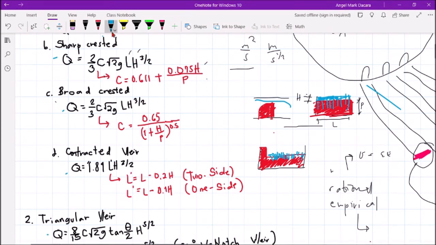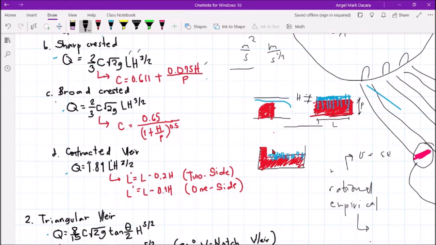pagka one-side rectangular weir, ang formula is ganun din. Kung use Francis formula, ang gagamitin, 1.84. If bigyan ka ng C, yung formula na 2/3 something ang gagamitin mo. Pero yung L na ginagamit natin sa contracted weir is modified. Sabi nga dito, that's L prime. Paano kino-compute yung L prime? L prime depends kung yung contraction ba is nasa isang side lang or nasa dalawang side. L prime is equal to L minus 0.2H.